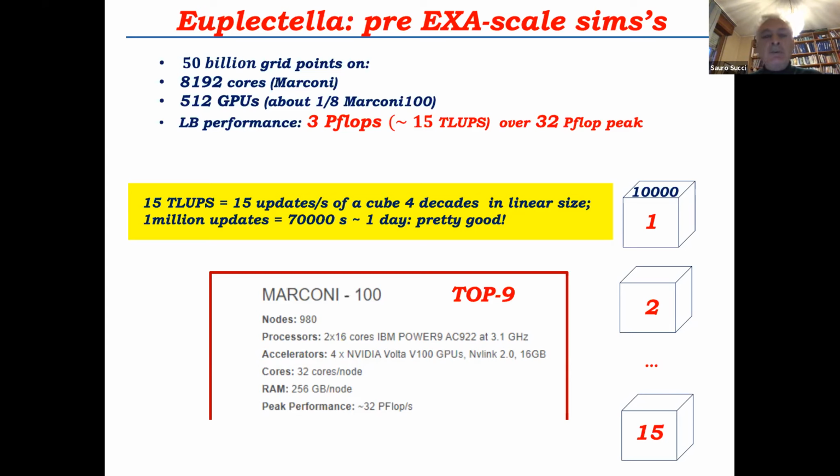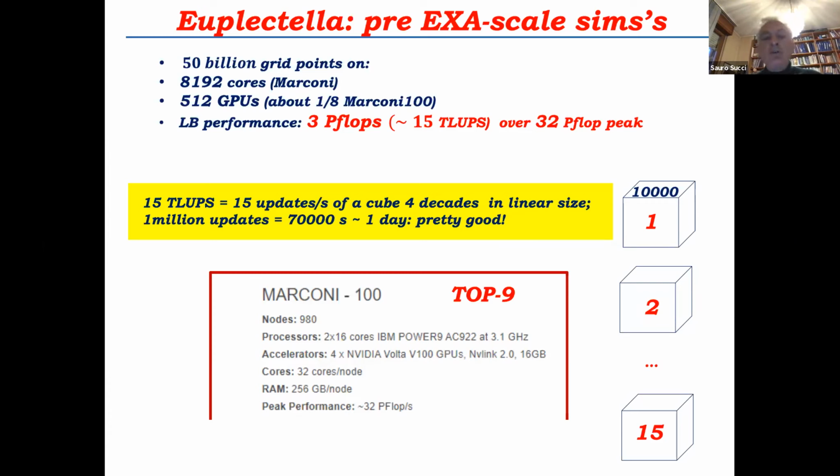And at the end of the day, the day meaning almost 2 years, I must say, the performance is about 3 petaflops, which for about 1/10 of Marconi is pretty good, because Marconi peaks at 32. And as Peter was pointing out early in the afternoon, in this community we used to measure performance in loops or mega loops. In our case, we have 15 tera loops. What does it mean? It means you make 15 updates a second of a cube which is 4 decades in linear size, namely 10 to the power 4, cubed. You have 4 decades along X, Y, Z.